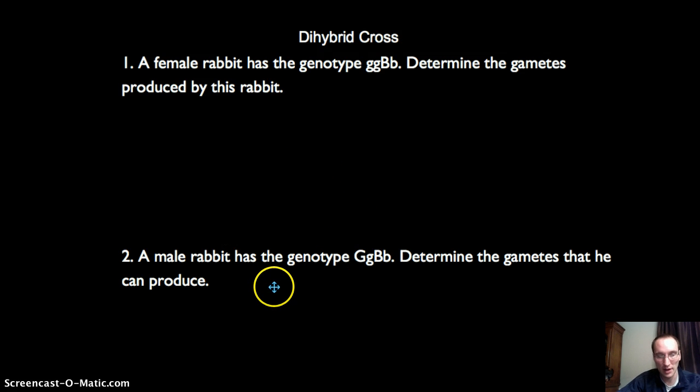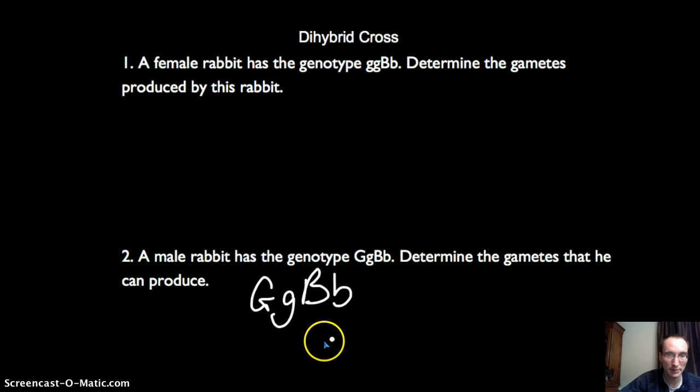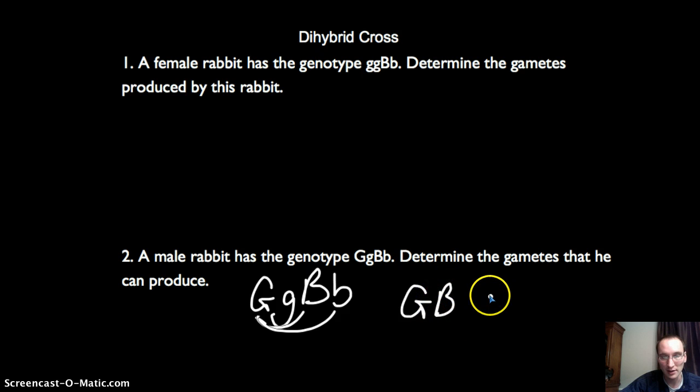Let's say we have a male rabbit, and the male rabbit has a genotype. It really doesn't matter what the traits are, but a big G, little g, big B, little b. Okay, in this one it's a little more complicated, but this big G can combine with either of these two traits. So it can combine with the big B, or it can combine with the little b. So that gives me a possibility of having big G, big B, and a big G and a little b.